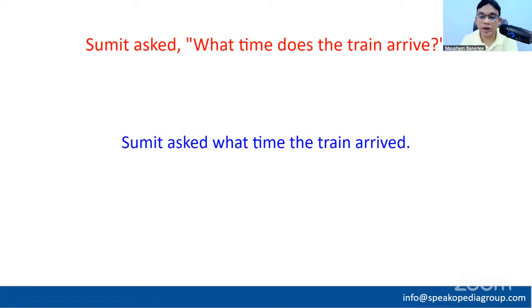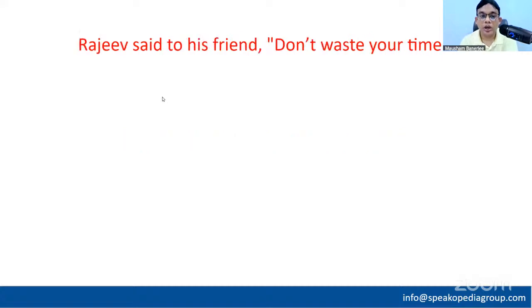The next one. Rajiv said to his friend, don't waste your time. This is direct speech. Convert into indirect speech. Comment below. As I said, do write. The sentence can be right or wrong. That can be corrected later.